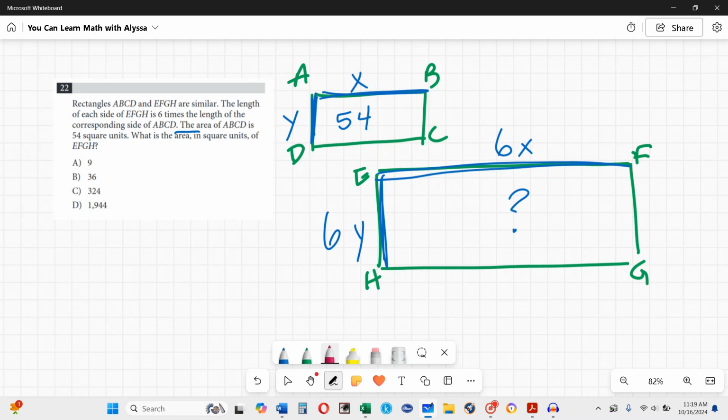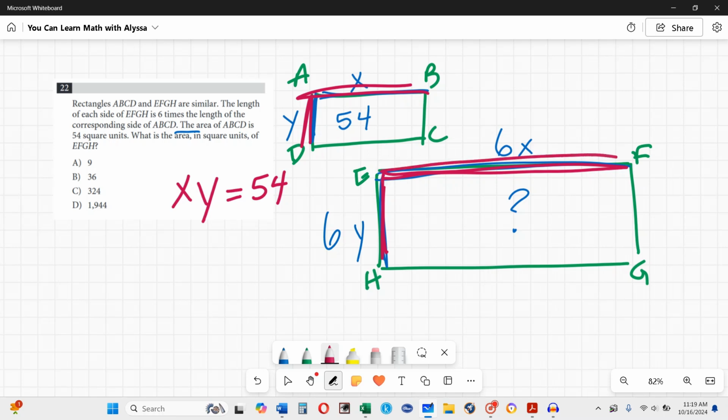But we do know that I would need to multiply length times width to get the 54, to get the area. So I know that X times Y is equal to 54. Well, what is the area of EFGH in terms of X and Y? Not in numbers yet. We know that EF is 6X and EH is 6Y. So I would need to multiply those together to get the area of this other rectangle, 6X times 6Y.